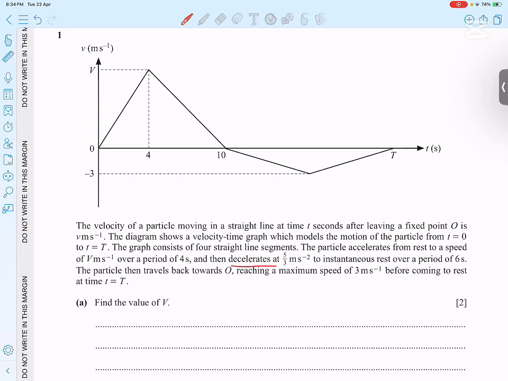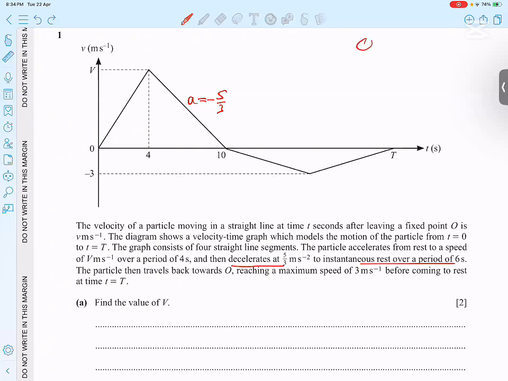This decelerates at 5 by 3. So it means this deceleration is equal to 5 by 3. So a is equal to minus 5 over 3. And then he said for the first 6 seconds. Okay, this is the 6 seconds he talked about. And then travel back to O.